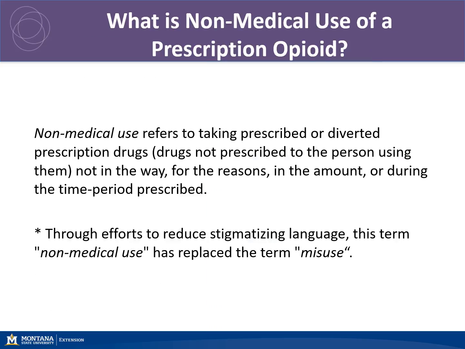Non-medical use of a prescription opioid refers to taking prescribed or diverted prescription drugs not in the way, for the reasons, in the amount, or during the time period prescribed by a doctor. A diverted prescription drug means a drug not prescribed to the person using it. Non-medical use is commonly referred to as prescription opioid misuse. The term misuse has recently been categorized as stigmatizing language, and the preferred terminology is non-medical use or substance use.